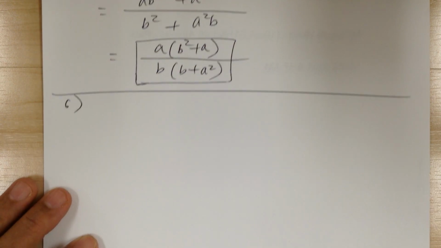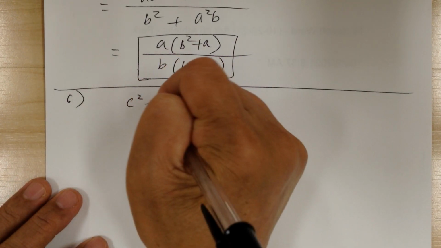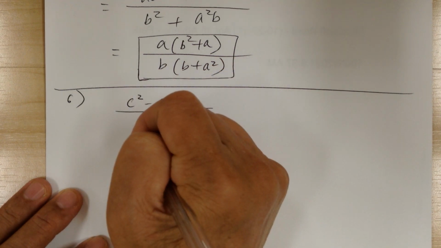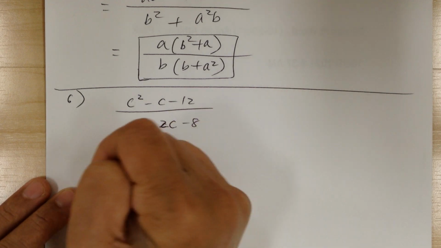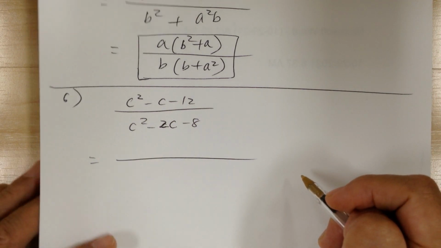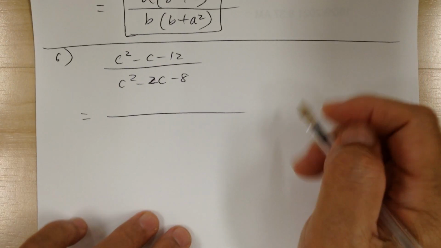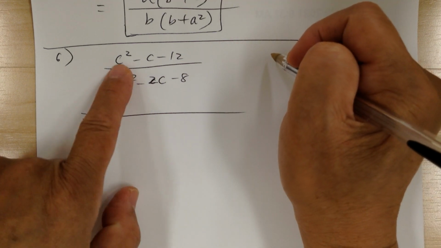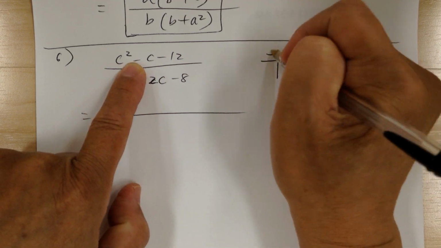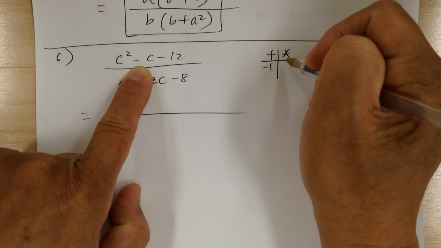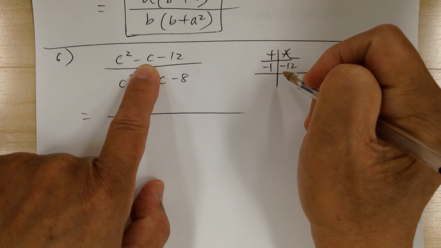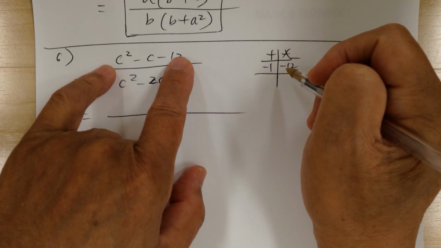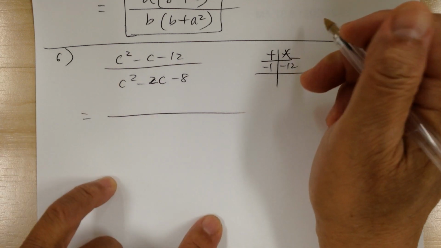Okay, number 6. You got c squared minus c minus 12 over c squared minus 2c minus 8. Before you cancel anything, you have to factor, because all these are terms. So that's going to factor this one. You need to add to get minus 1. You have to multiply to get negative 12. Right? So you have to add to get the middle, multiply to get the first and the last.